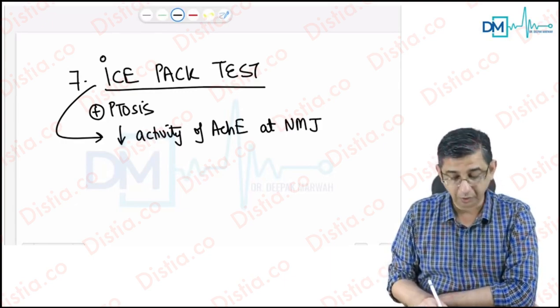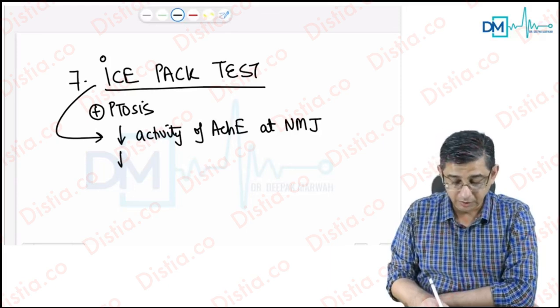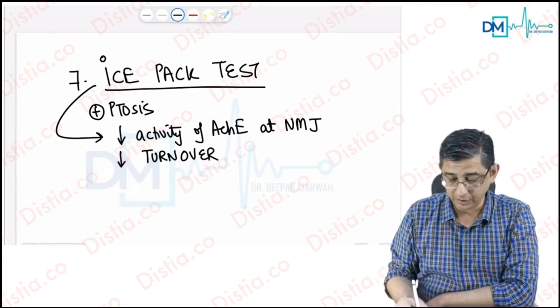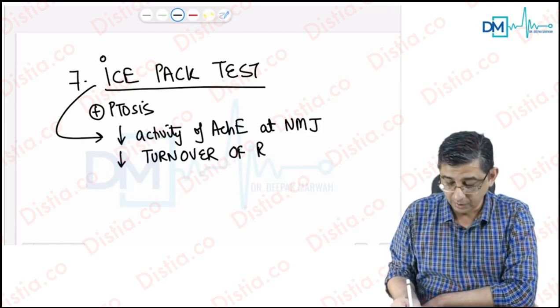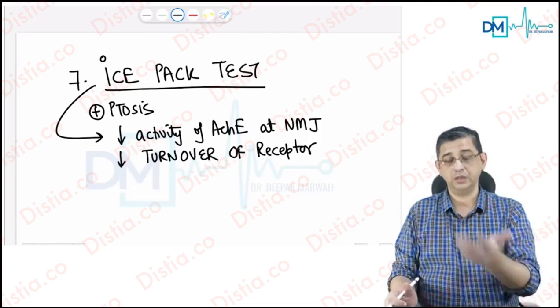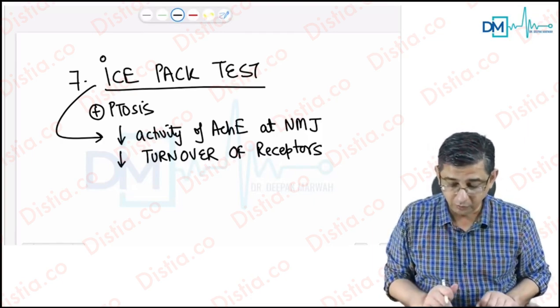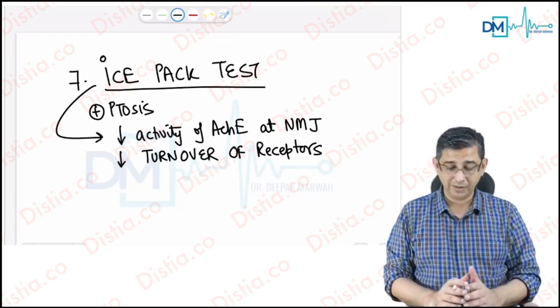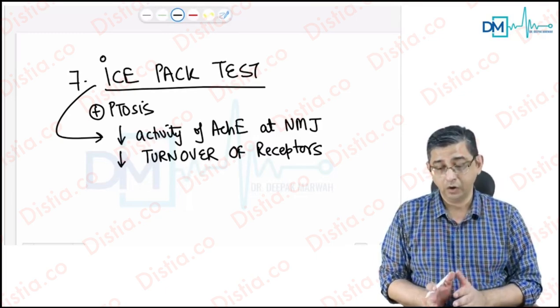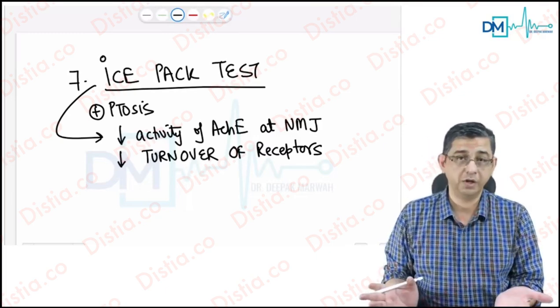Second, it will also contribute to a decrease in the turnover of the receptors. You see, the acetylcholine receptors are formed, then they're degraded. So this decreases the turnover of the receptors as well. In myasthenia gravis, the turnover of the receptors is increased. Here we are having a downgrade of turnover of the receptors. So ultimately, acetylcholine levels are increasing, and they are able to act on a greater number of receptors. Both are of benefit for us.